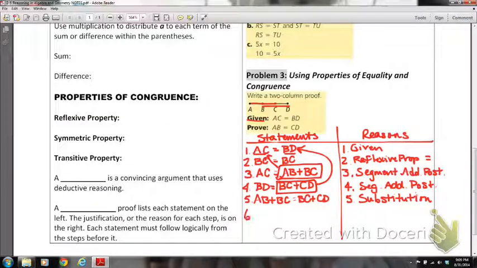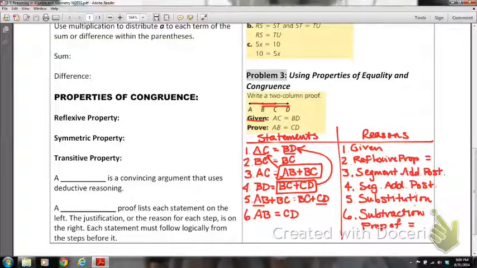Last statement that we need to make. We can now make the statement that we need to prove. We needed to prove that AB was equal to CD. And we can do that if we subtract BC from both sides. So we can make the statement that we need to make: AB is equal to CD, because if you subtract BC from both sides, that's the subtraction property of equality.